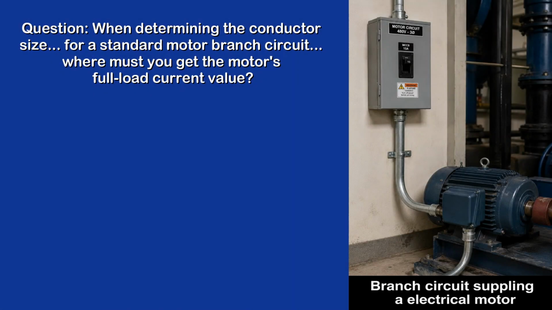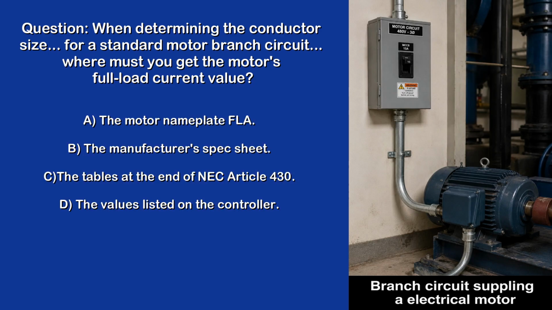Question 3. The nameplate versus table trap. Topic. Where to find your current value for wire sizing. Question. When determining the conductor size for a standard motor branch circuit, where must you get the motor's full load current value? A. The motor nameplate FLA. B. The manufacturer's spec sheet. C. The tables at the end of NEC Article 430. D. The values listed on the controller.